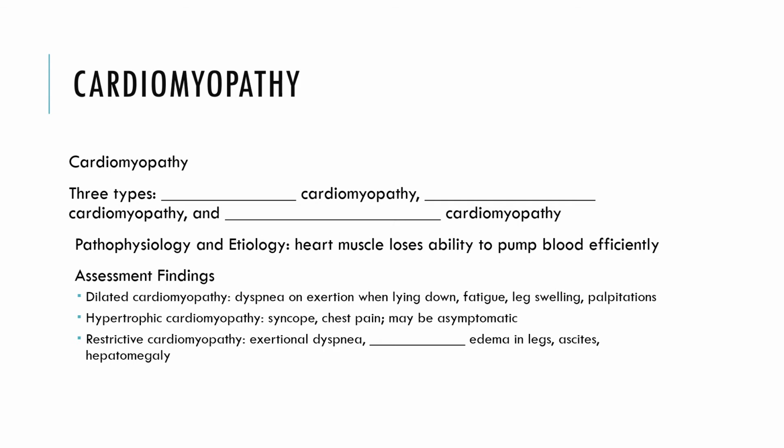So your different assessment findings with dilated, you're going to have dyspnea on exertion and when laying flat. Fatigue, you could have leg swelling with palpitations. With hypertrophic, you can have syncope, chest pain. However, these patients may be asymptomatic. You can also have restrictive. With restrictive, you can have dyspnea, and you can have dependent edema in the legs. With restrictive, you're also going to have a low cardiac output.